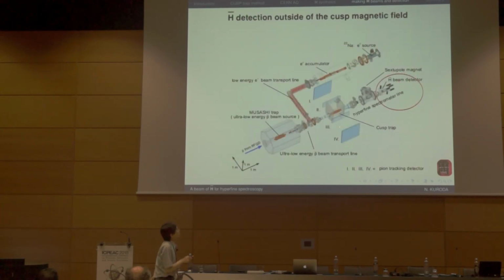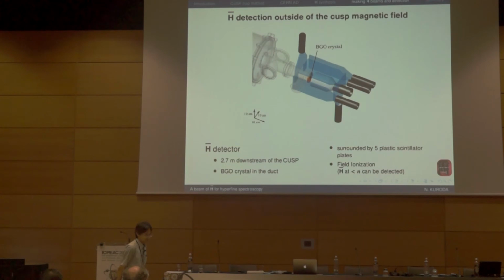So now we have antihydrogens in this cusp trap. A fraction of them can flow out from this trap and pass through this spectrometer line. At the end, we have an H-bar beam detector. This is located almost 3 meters downstream of the cusp. It consists of a disk of BGO crystals, and this crystal is installed inside the beam duct. The beam duct itself is surrounded by five plastic scintillators. In front of the BGO disk, we have a field ionization electrode, another field ionization electrode.